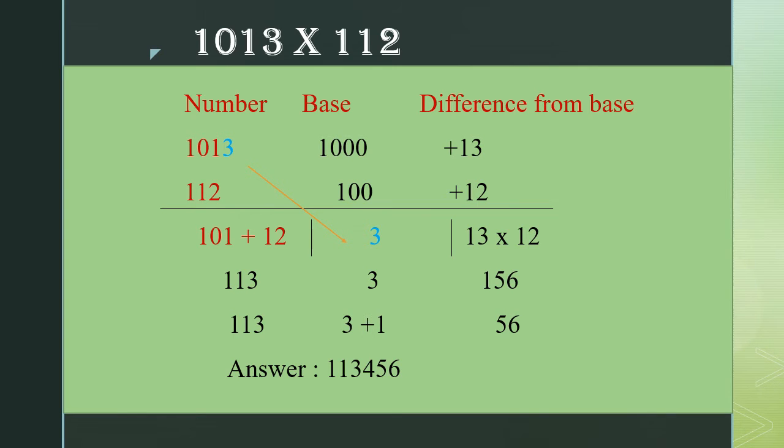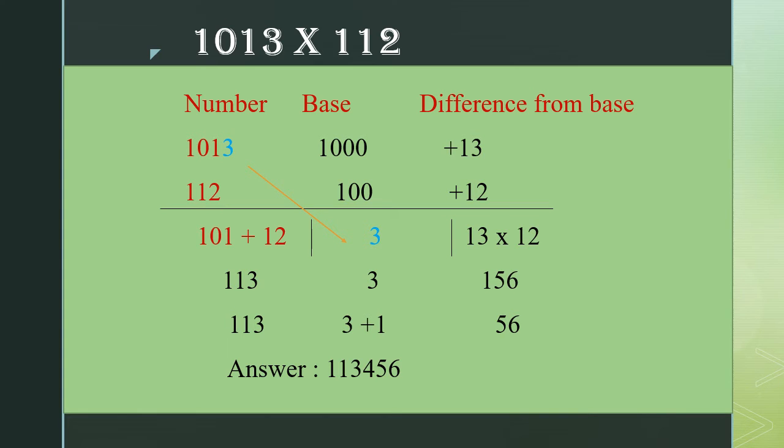For the first part, we have to look for the number with the smaller base, that is 112, and the base has 2 zeros. So the base has 3 digits, and here we have to extract 3 digits from the left hand side. For 1013, the 3 digits from the left hand side are 101. And then to this 101, we have to add the difference factor of 112, that is 12. So we need to add 12 here. Now 101 plus 12 is 113.